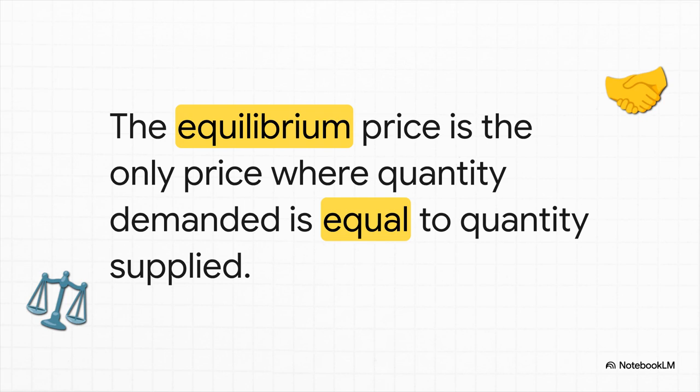So you see, you get surpluses when prices are too high, and you get shortages when they're too low. The market is always pushing and pulling, searching for that sweet spot right in the middle. That spot is called equilibrium. It's that magic price where the number of tickets for sale perfectly matches the number of fans who want to buy them.